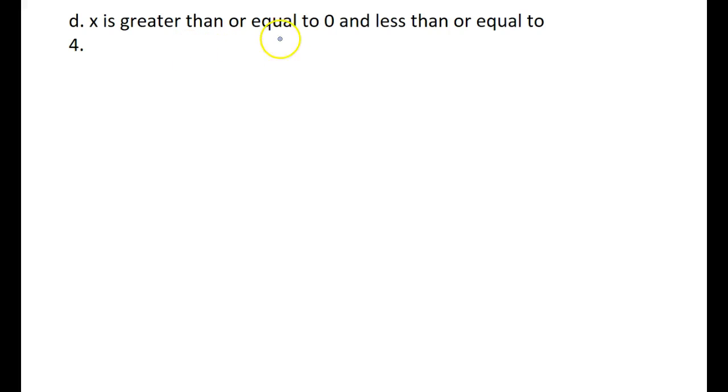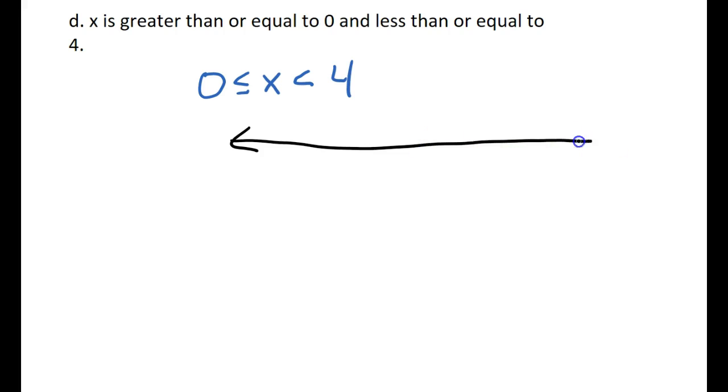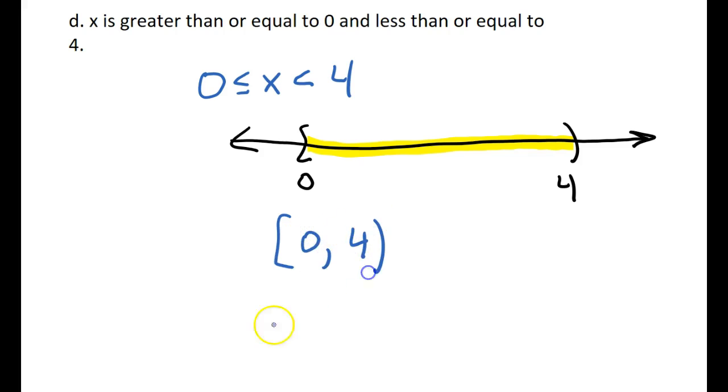Okay, how about this? X is greater than or equal to 0. Okay, x is greater than or equal to 0, and less than or equal to 4. So, here's our number line. Bracket at 0, and not a bracket, parentheses at 4, shade everything in between, interval notation, bracket at 0, comma, 4, parentheses.